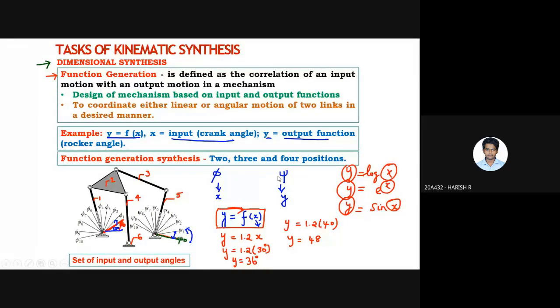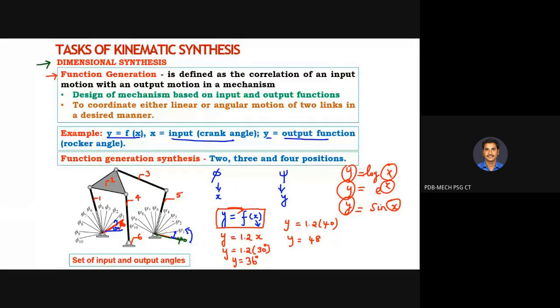Yes, sir. Okay. In function generation, we are having 2, 3, 4 position synthesis, which means that we are going to concentrate only on 2 to 4 positions. That is, phi1, phi2, phi3, and correspondingly you find the output psi1, psi2, psi3. Someone is making noise, please mute.